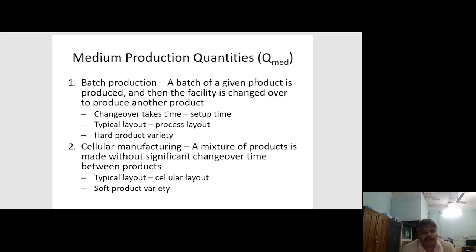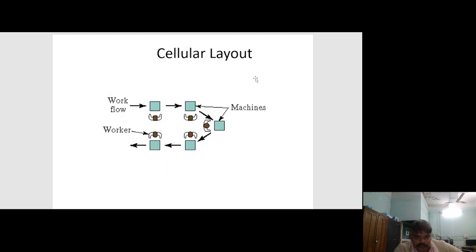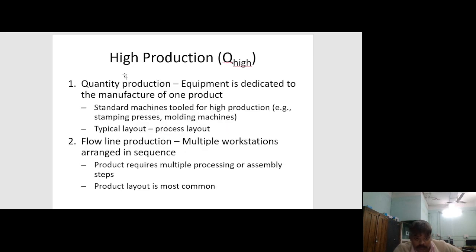Here you cannot get large variety. Cellular manufacturing: a mixture of products is made without significant changeover time between products. Typical layout: cellular layout, soft product variety. This is the cellular layout, where work flows from one machine to another in a circular way.